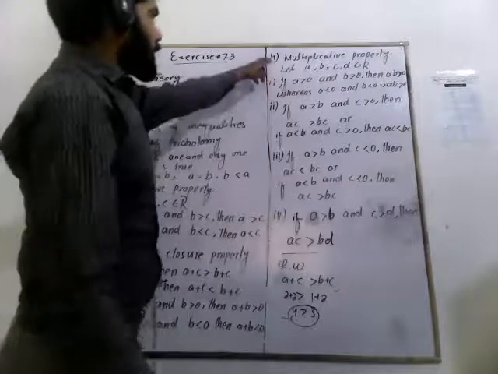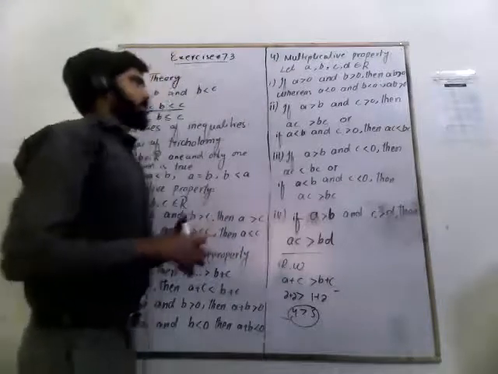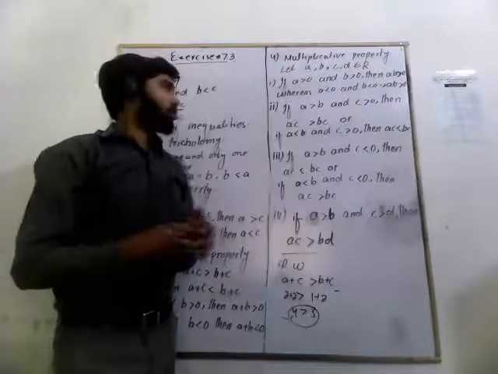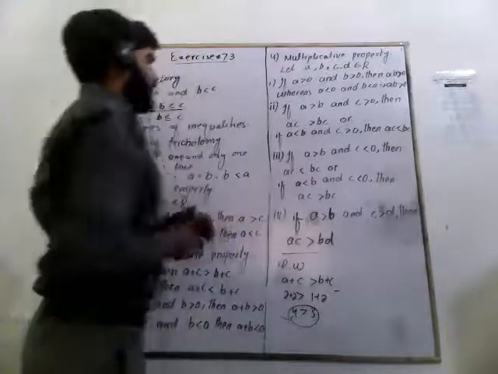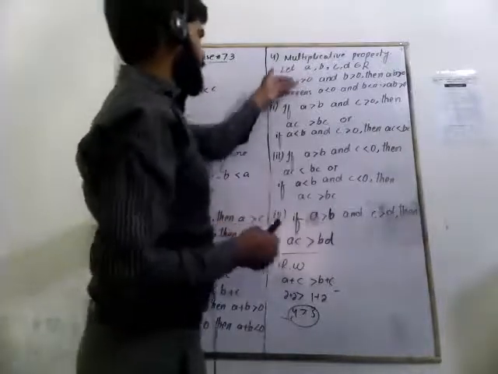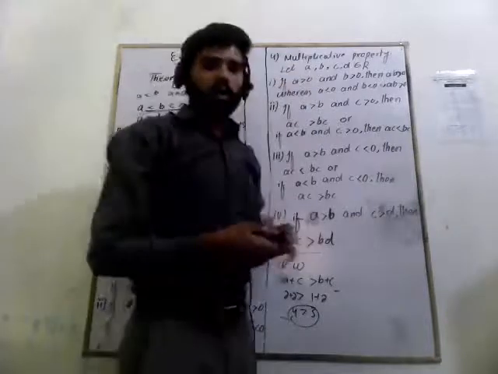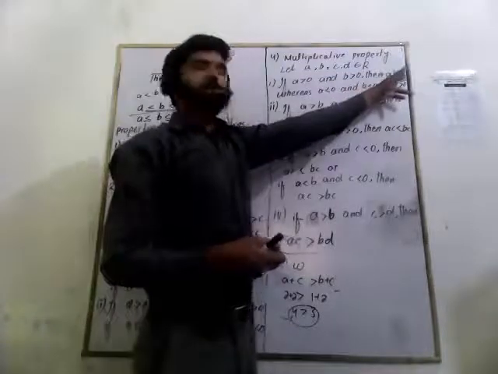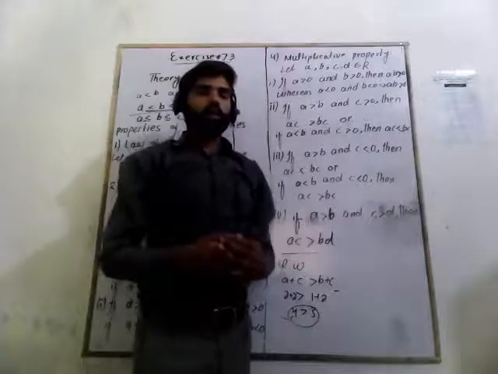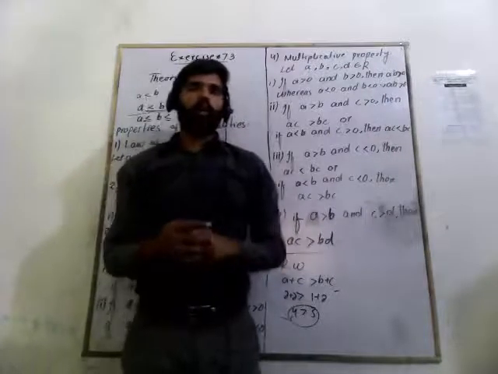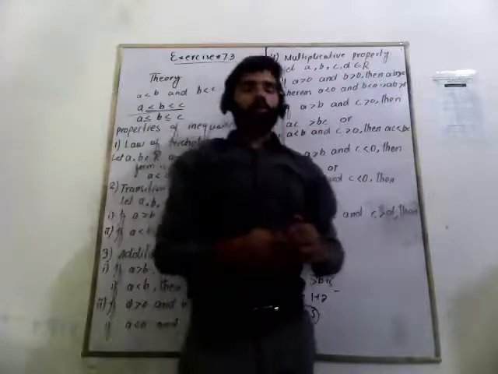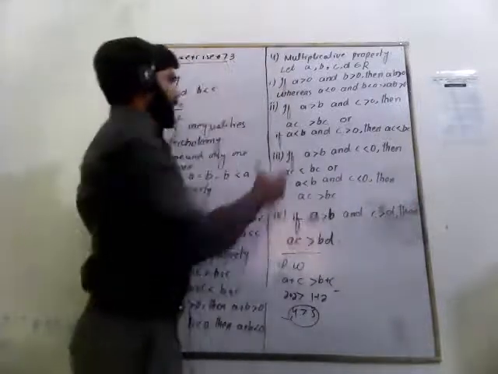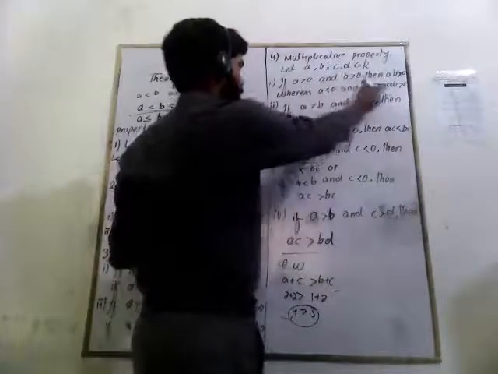Now the fourth property, the multiplicative property. Let a, b, c and d be four real numbers. In the first case, if a is greater than 0, meaning a positive number, and b is also greater than 0, then their product will also be greater than 0. If a is 1 and b is 2, then 1 times 2 is plus 2, which is greater than 0.